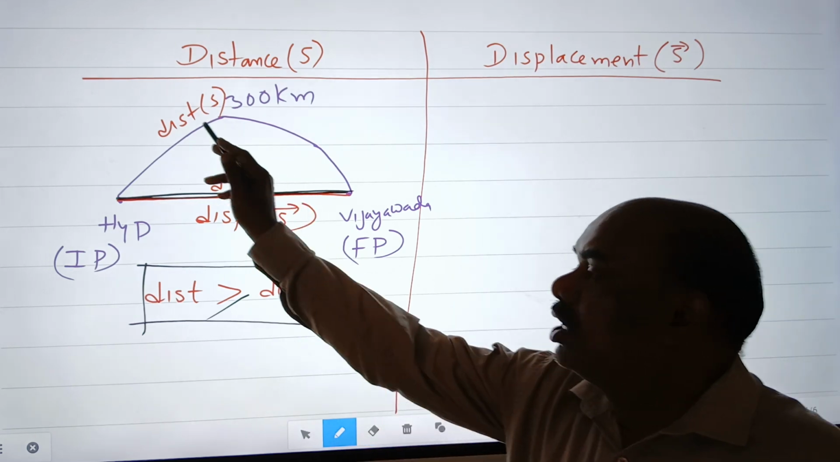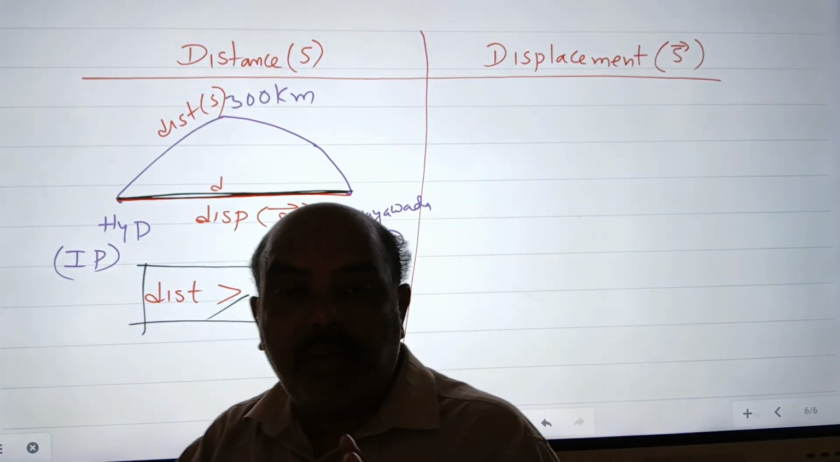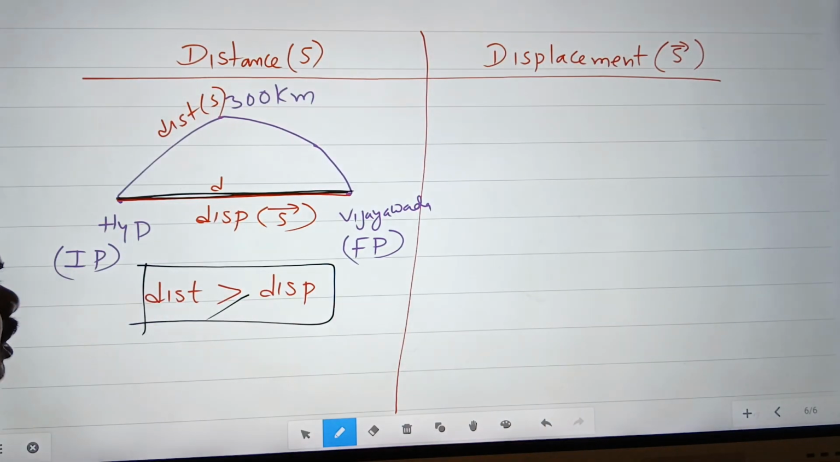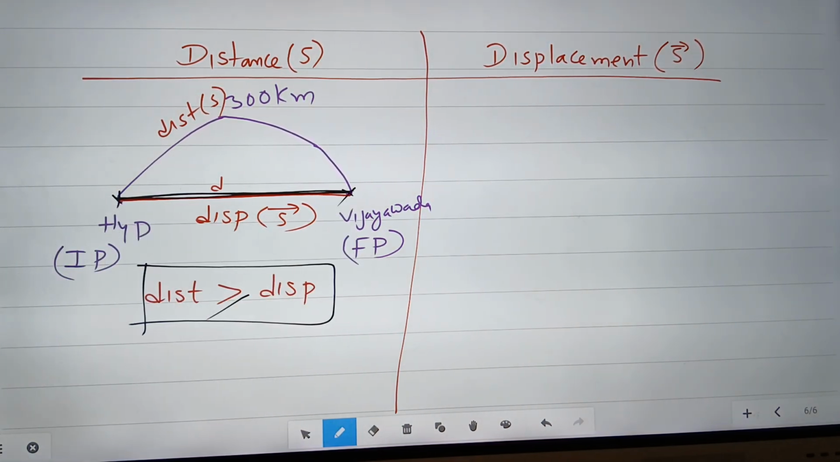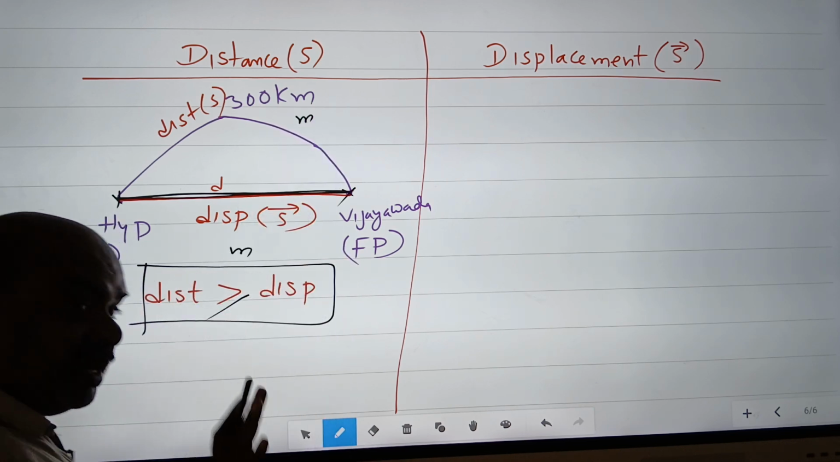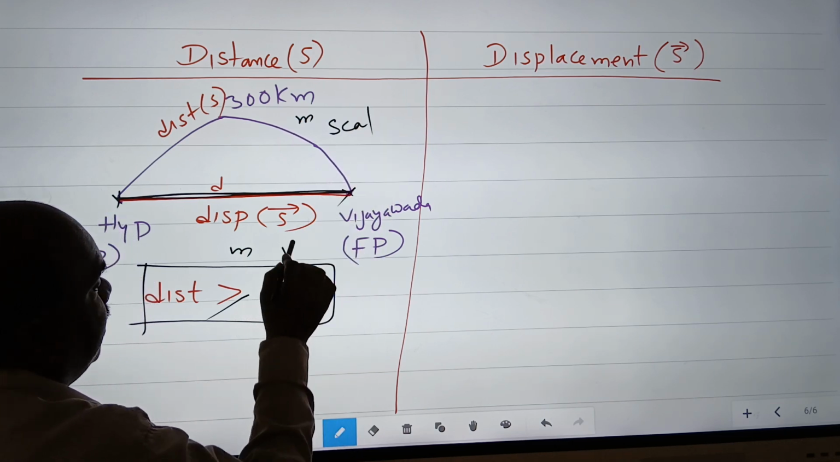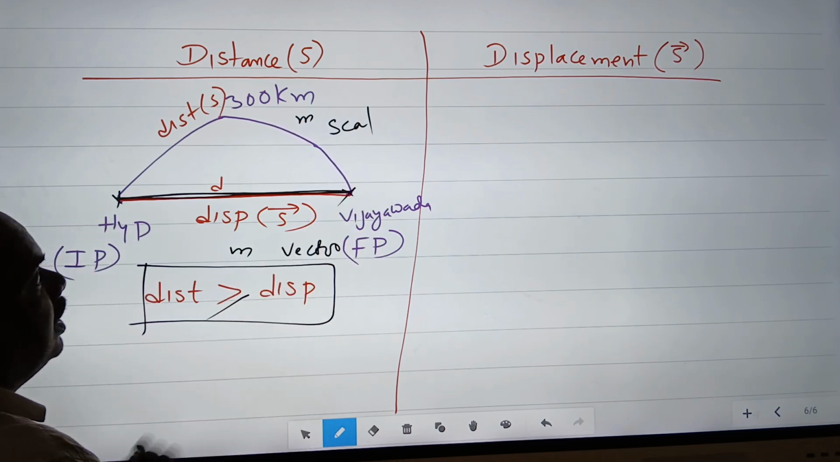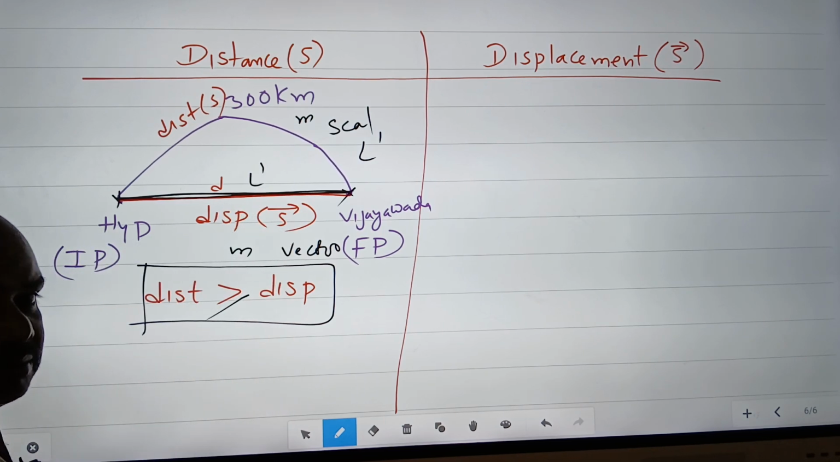Once again, what is the distance? Distance is the total path covered by the body between 2 points. What are those 2 points? Initial position to final position. What is displacement? The shortest path between 2 points is called displacement. Distance is measured in meter. Displacement is also measured in meter only. Distance is a scalar quantity. Displacement is a vector quantity. Distance dimension formula L1. Displacement is also L1.